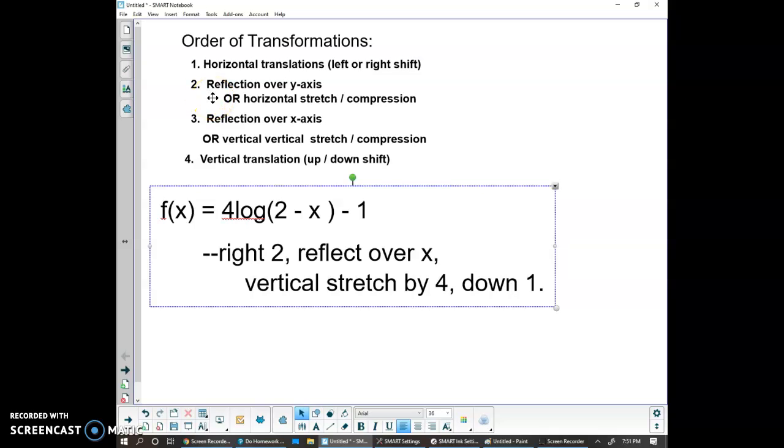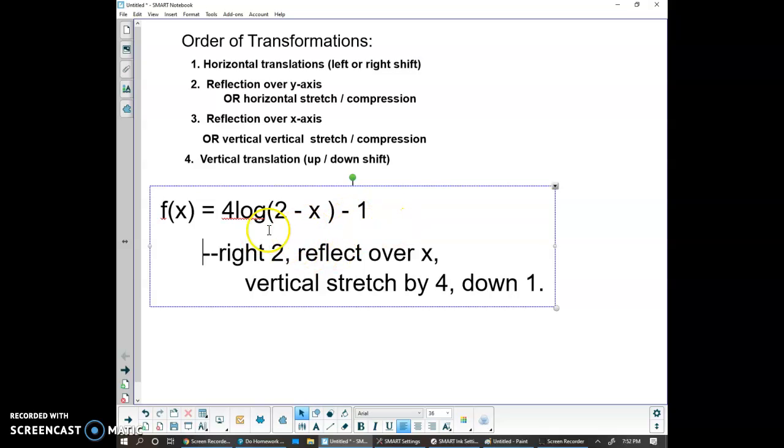All right, so remember you're working horizontally first, so the inner part of the function. And then you go to the outer part of the function, like this 4 here. So you're going to do a vertical stretch or compression. The 4 is a stretch this time. And if there was a negative outside, you would do a reflection over the x-axis. And finally, you move on to the -1, which is a vertical shift down.